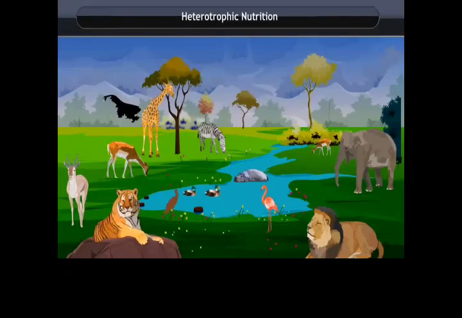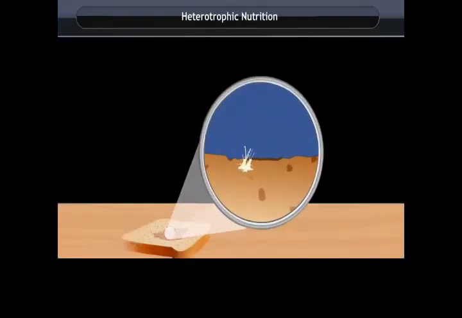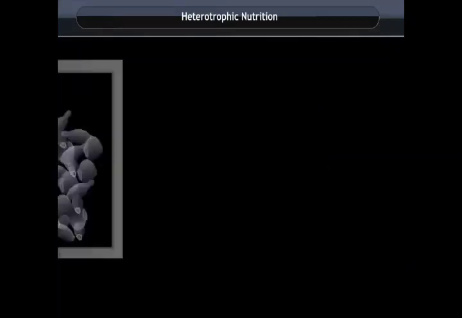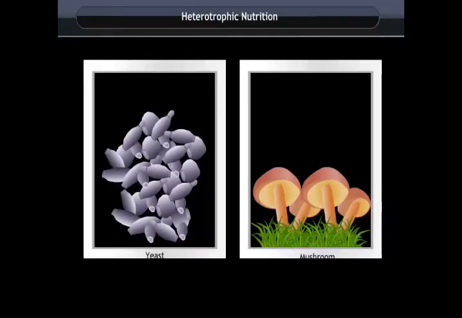Heterotrophic nutrition. Heterotrophic animals depend upon plants and animals to fulfill their food requirements. Some organisms like bread molds get food by breaking down the food material outside the body and then they absorb it. For example, yeast and mushrooms.